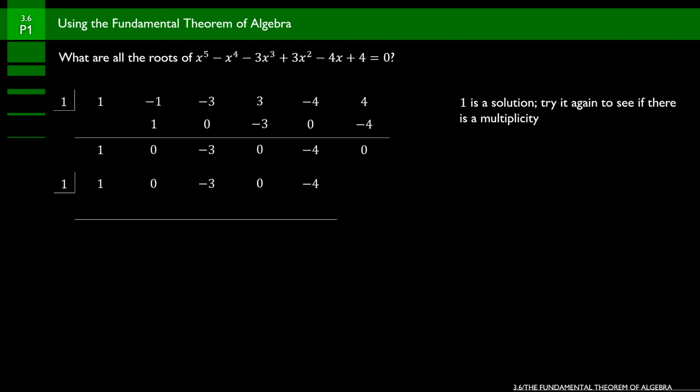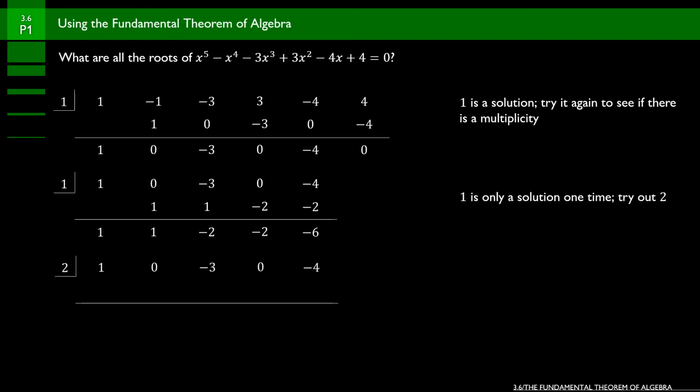When we do this, bring down the 1, multiply by 1, we get 1, multiply by 1, we get -2, multiply by 1, we get -2 again, multiply by 1, this time we get -6. Since our remainder is -6, we know that 1 is only a solution one time. So we're going to move on and try out number 2.